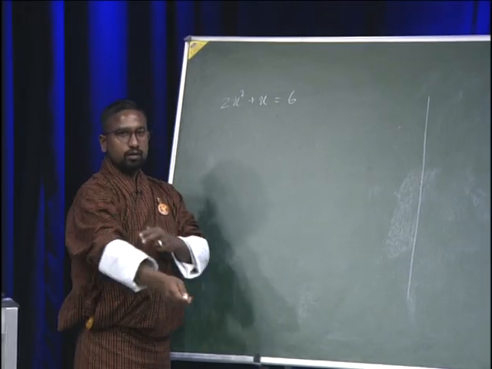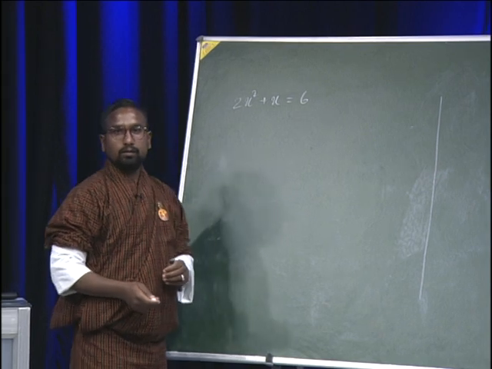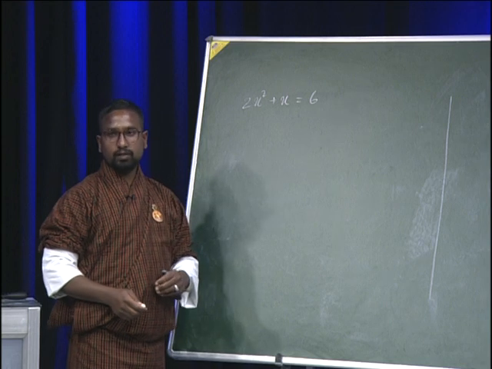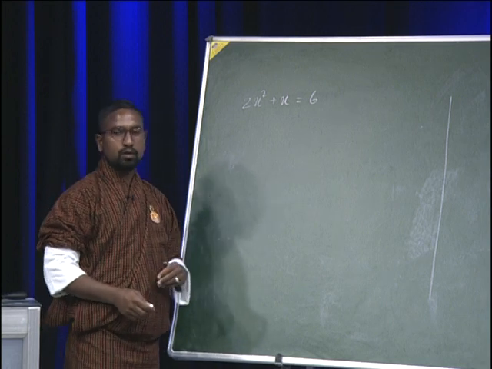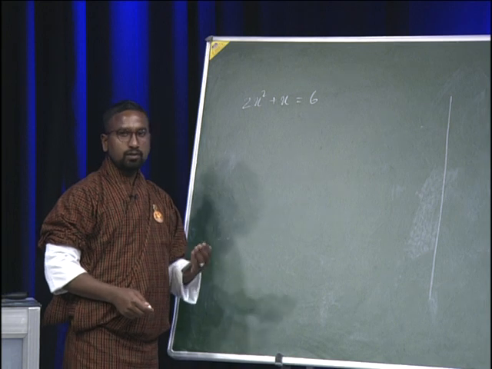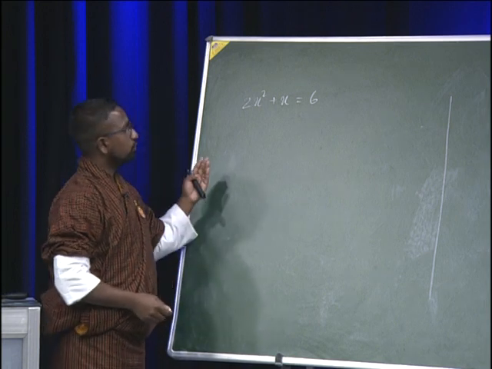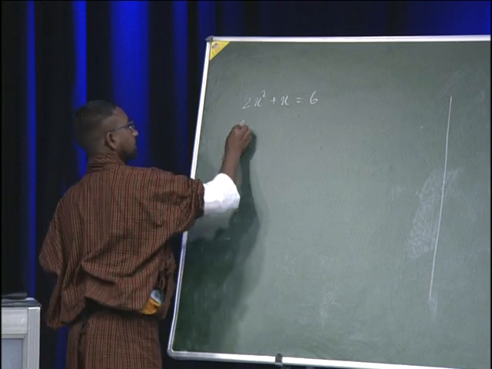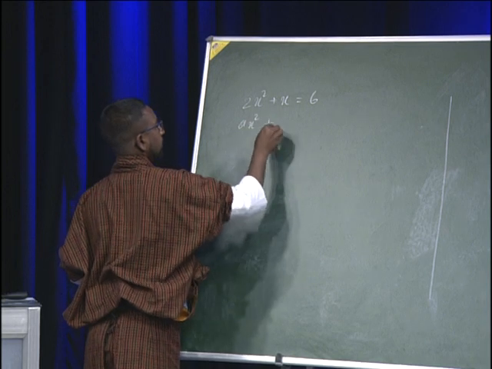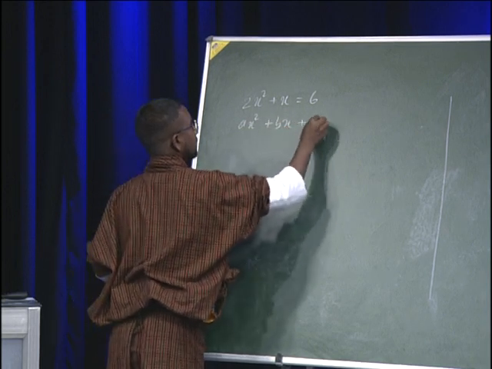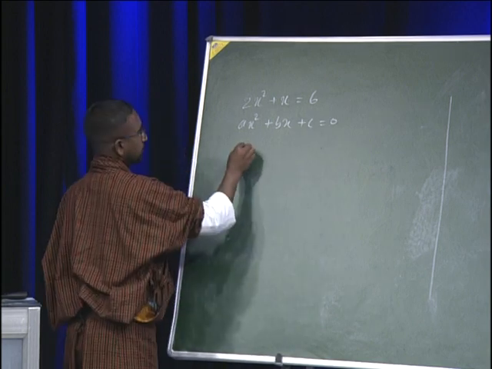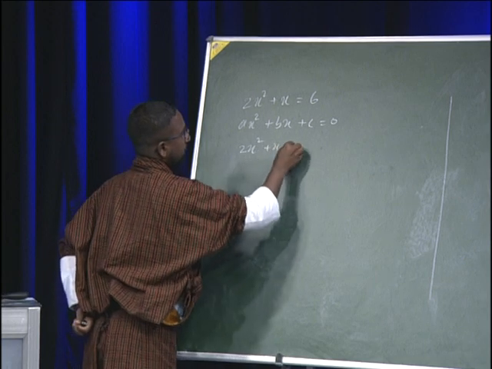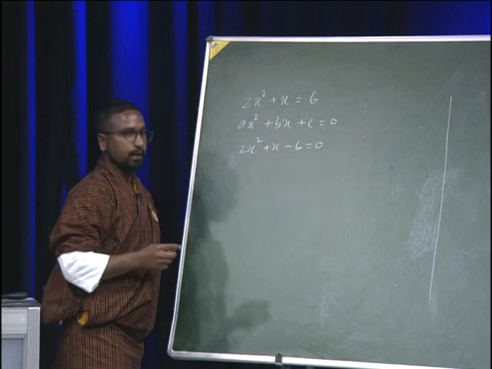All right. So, here you have your quadratic equation, that is 2x square plus x equal to 6. Let us use decomposition method to find the factors. Now, the first thing that should be in your mind is to write this in standard form, that is ax square plus bx plus c equal to 0 form. 2x square plus x minus 6 equal to 0.